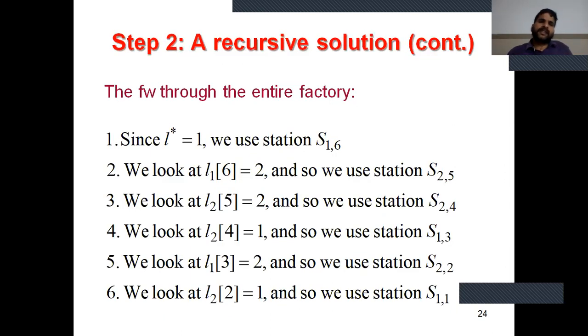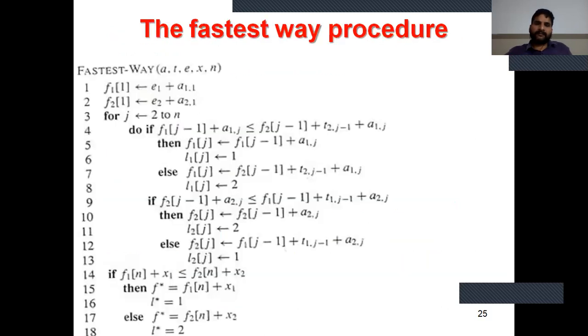So since L star equal to 1, use station 1 comma 6. We look at L16 equal to 2, and so we use station S25. We look at L25 equal to 2, and so we use station S24. We look at L24 equal to 1, and so we use station 1 comma 3. We look at L13 equal to 2, and so we use station 2 comma 2. So we look that L22 equal to 1, and so we use station S11.